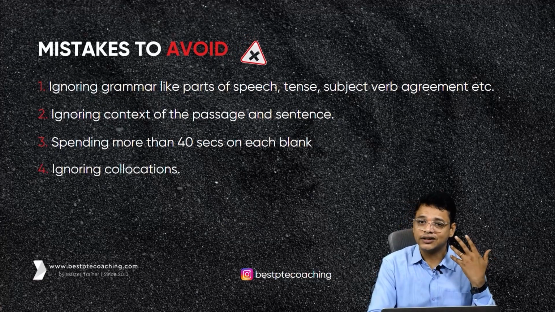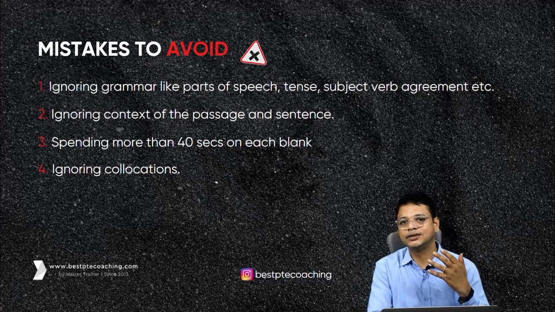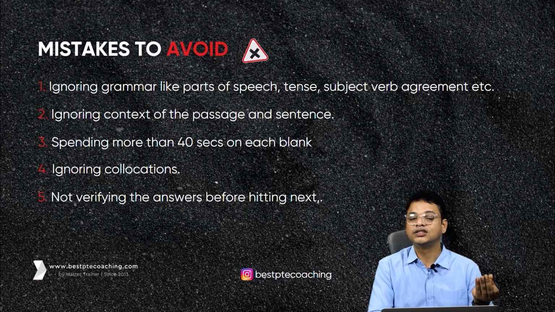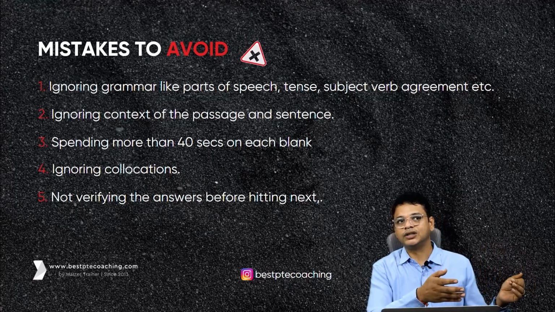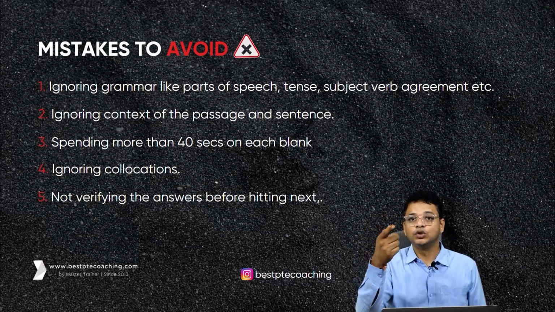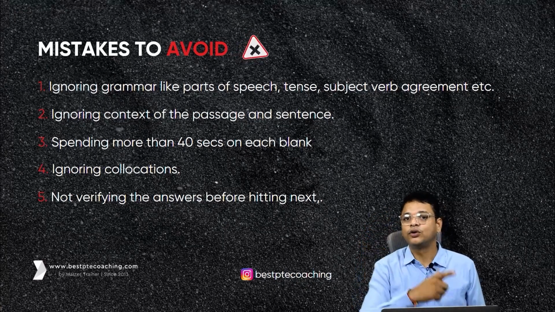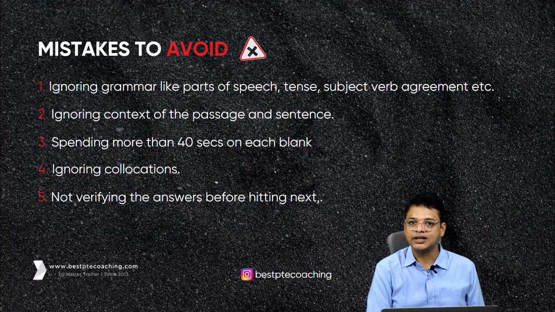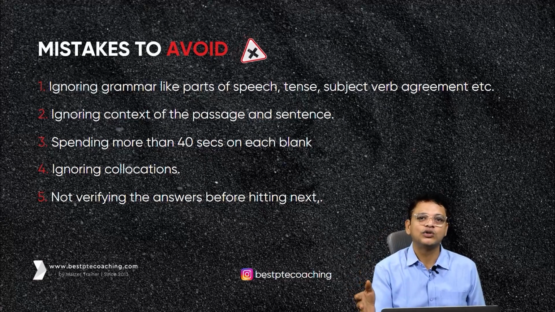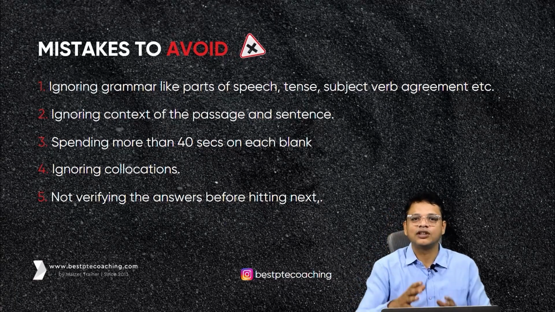Ignoring collocations. Collocations are very, very important in reading and writing fill in the blanks. If you ignore collocations, guys, the accuracy can be at stake, right? And then, not verifying the answers before clicking next. As I already mentioned, you think of selecting one option, but you end up selecting another option accidentally. These accidental clicks can be fixed before you click the next button. As you know, in the Pearson PTE exam, only the next button is there. The previous button doesn't exist. If you click next, you cannot repair what you have done. So before hitting next, make sure you do a thorough verification.